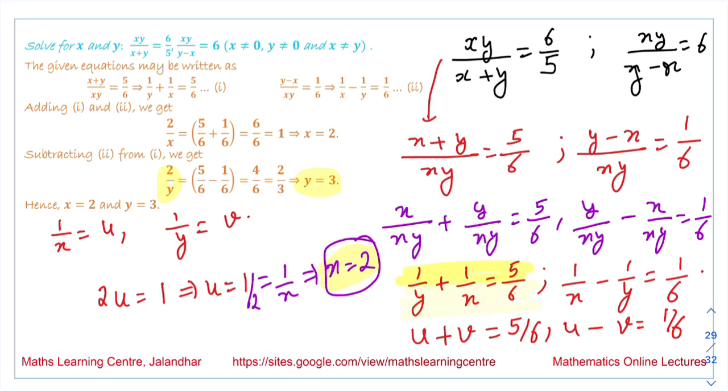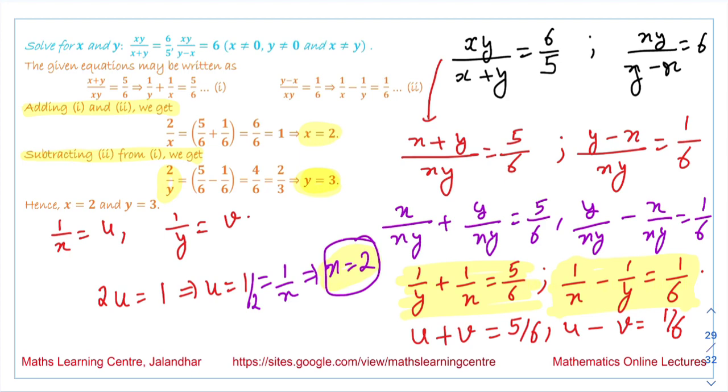Otherwise, these are the two equations that we have. We can directly add and subtract these two equations. This is shown over here, that if we add 1 and 2, we get x is equal to 2. If we subtract 1 and 2, we get y is equal to 3. So it is up to you how you want to calculate these values.